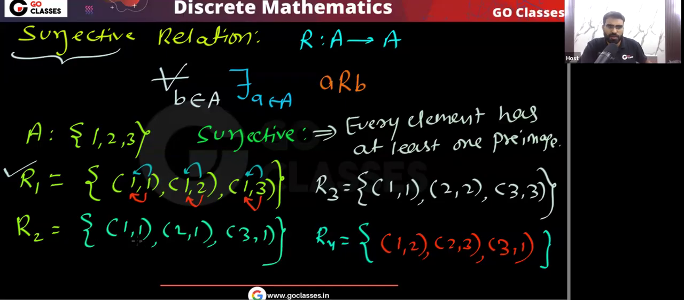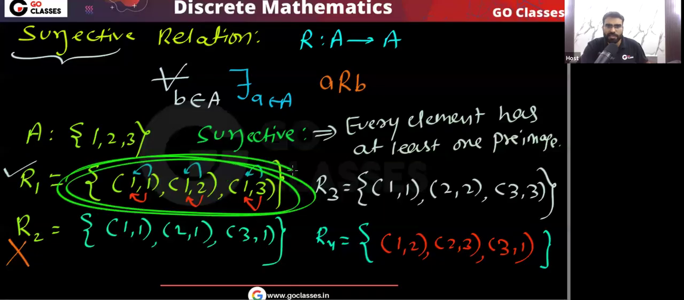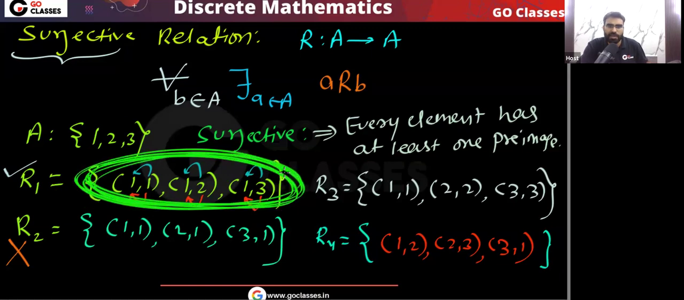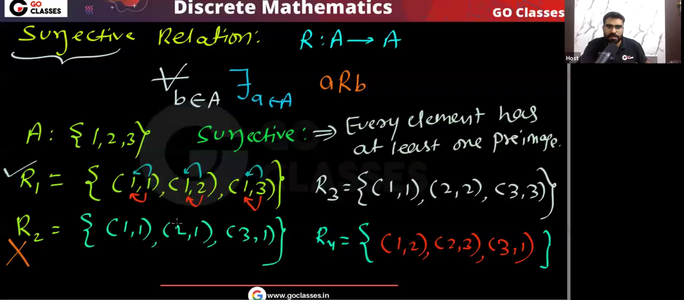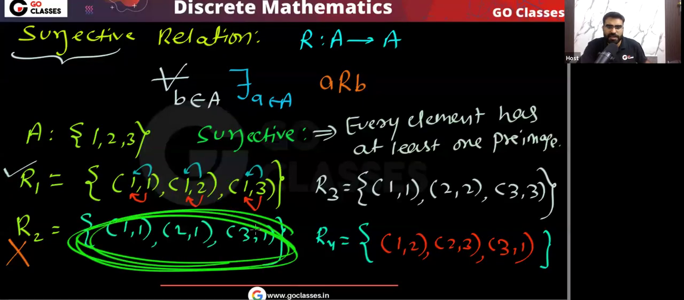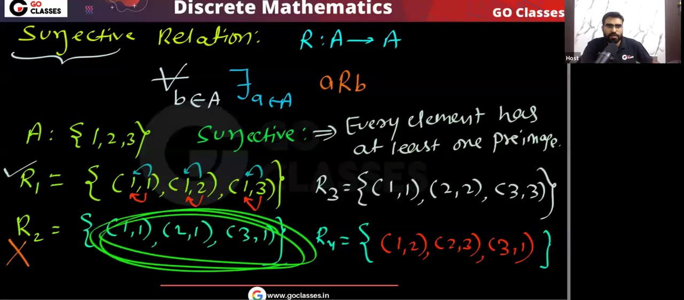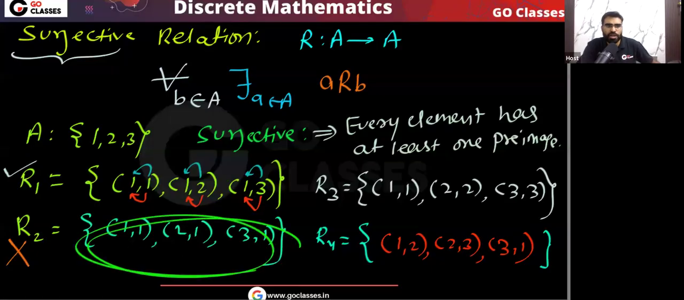What about R2? You can see R2 is not surjective, because 2 has no pre-image. Yes or no? 2 has no pre-image, 3 has no pre-image. You can also see the matrix representation. In this matrix representation, can I say every column has a tick mark? No. Here, you can see column of 2, column of 3, they don't have a tick mark.